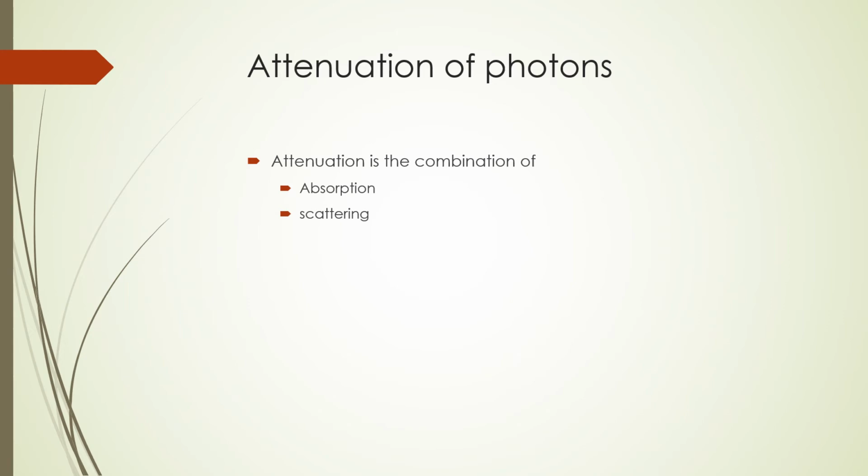Let's now learn about attenuation of photons in matter. We saw a few slides back that X-ray photons interact with matter by classical or Rayleigh scattering, photoelectric absorption, Compton scattering, and pair production. These interactions are collectively called attenuation. In the diagnostic energy range, both Rayleigh scattering and pair production are not common, so we can say attenuation is a combination of just photoelectric absorption and Compton scattering.